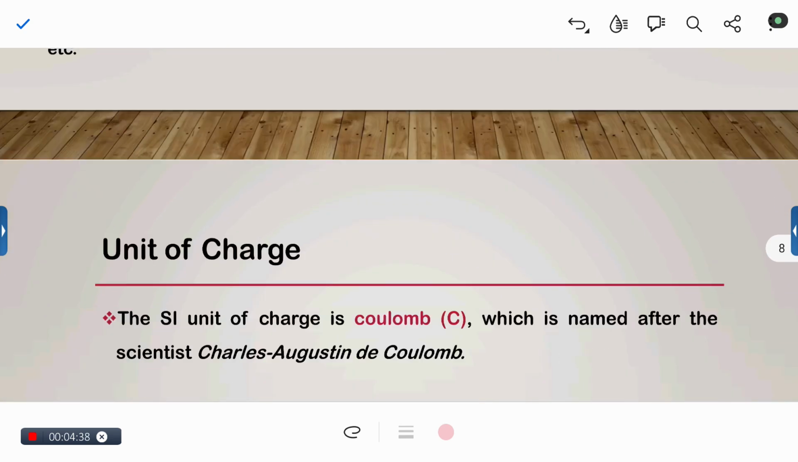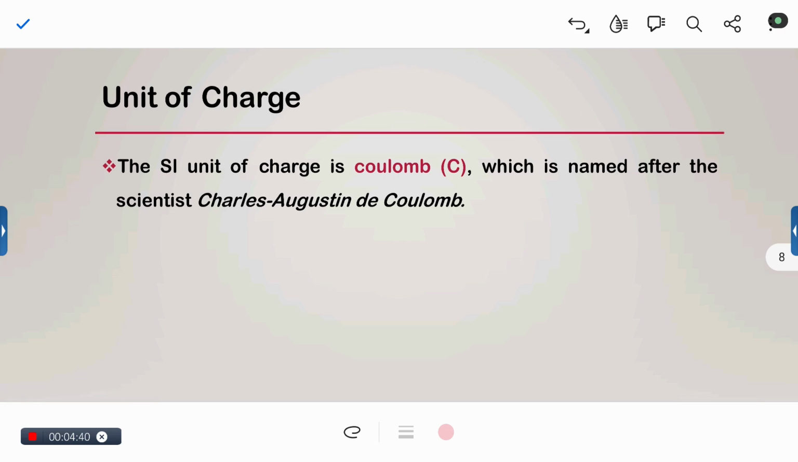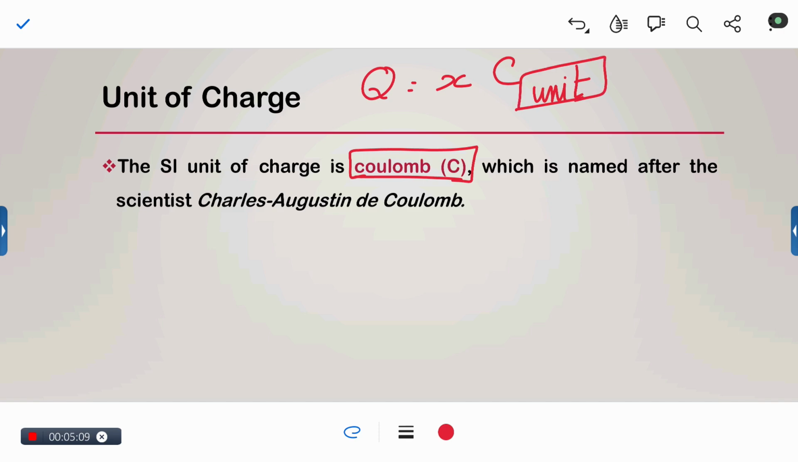Next, the unit of charge. Since charge is measurable, we need to know what the unit of charge is. The unit of charge is coulomb and it is represented by the symbol C. Whenever you calculate any magnitude or quantity, for example charge, after calculating, next to the magnitude we need to write the unit. If you write any quantity without a unit, they will deduct marks. Half a mark will be deducted for each unit. So the unit is mandatory.